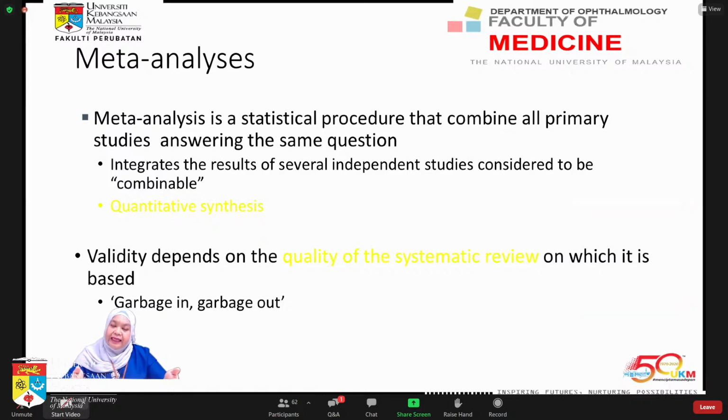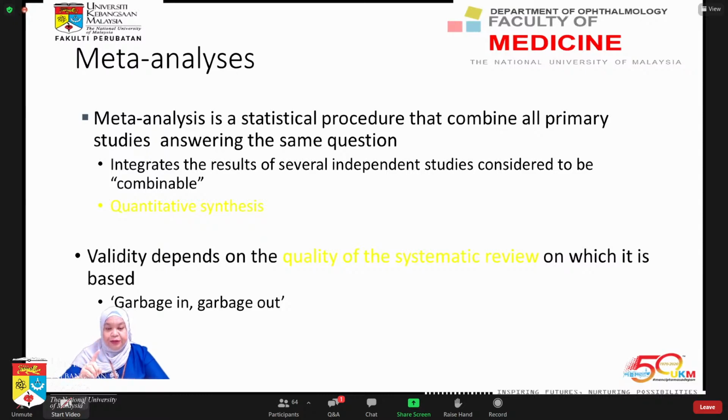Okay, but what then when you have good quality studies? You want to know what is the result of the study. You want to know the effectiveness of a treatment. So you can actually do meta-analysis. Meta-analysis is a statistical procedure. So you have your systematic review. Additionally, you can have a statistical procedure that combines all studies. And this is very powerful because you integrate several independent studies and you can have a quantitative synthesis.